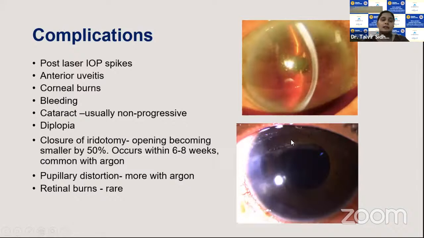Complications of PI, there might be post-PI laser spikes, the IOP spikes, there might be hyphema. So it's important to take history of blood thinners before you do PI. All these old people will come to you with angle closure, and you have to do a PI. You should always take history of blood thinners. And apart from that, you might have corneal burns.